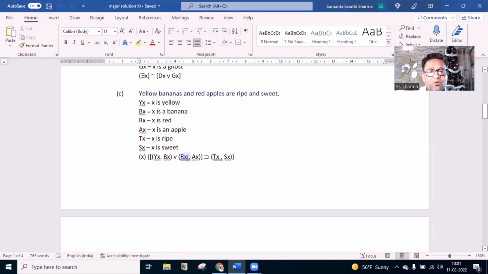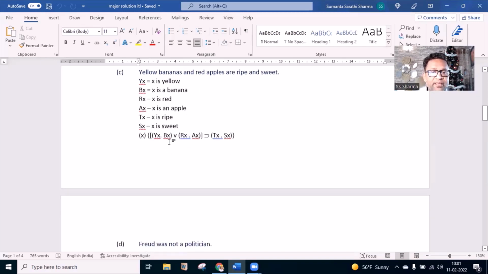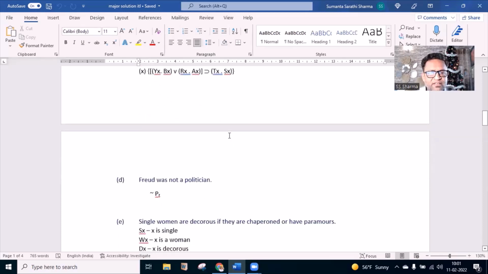Next question, yellow bananas and red apples are ripe and sweet. So you need to take yx as x is yellow, bx as x is a banana, and all these things. And then you see the symbolization for all x, yx dot bx wedge rx dot ax implies tx dot sx. So here the catch was that you should not use rx for ripe as well. You have to use something else. Or if you have used rx for red, similarly, if you have used it here, or say you have changed it here, so you can put rx over here. So these small changes you need to make whenever you are symbolizing, and that is something which is very clear to you people.